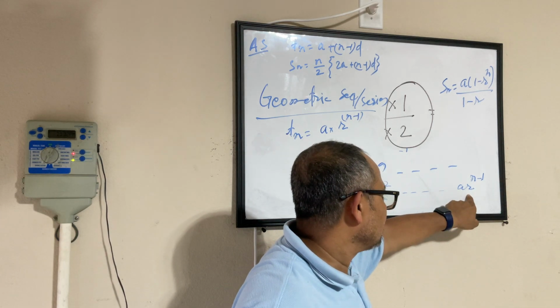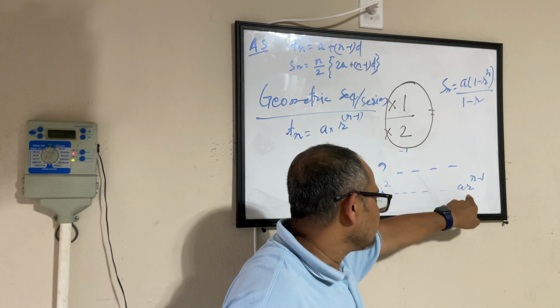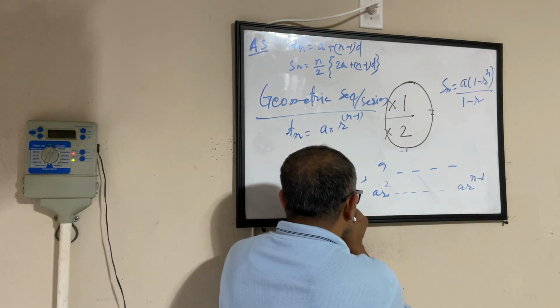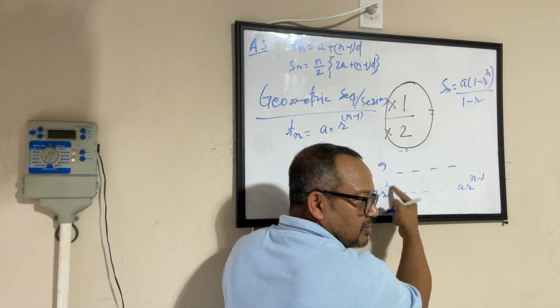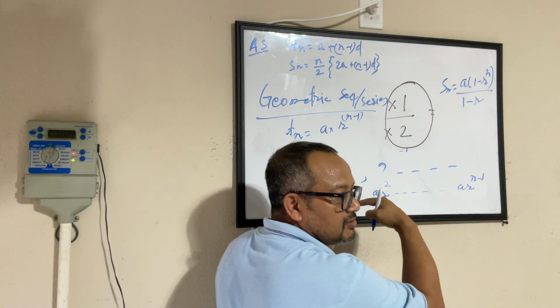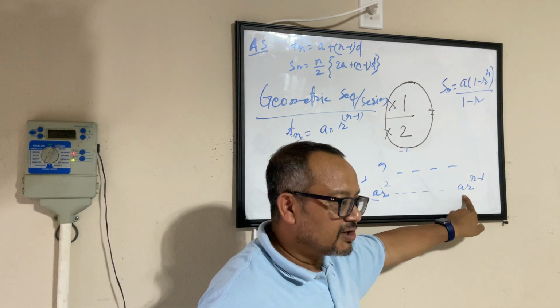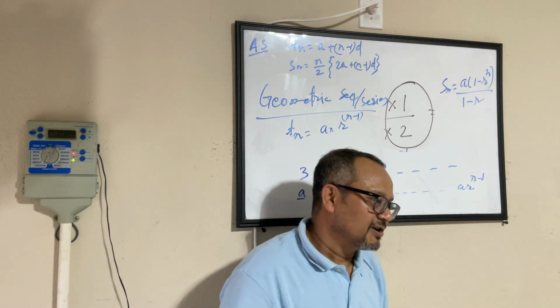Right. And the biggest observation that you guys made was that my nth term is always one power less. The power of r is one less than the number of terms I'm talking about. So that is how this was your nth term. What was the second one? Arush, you want to give it a shot?